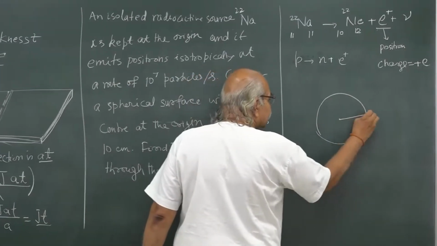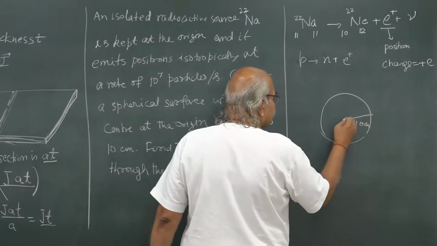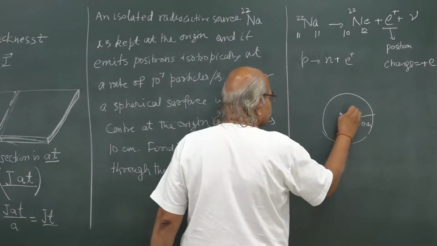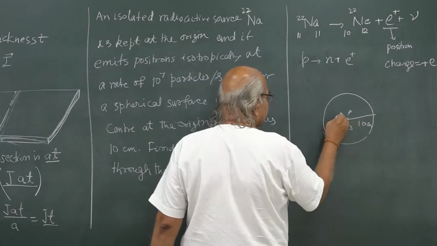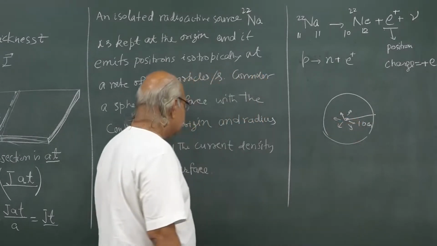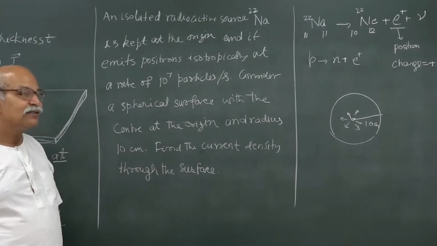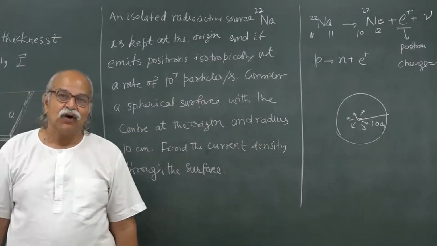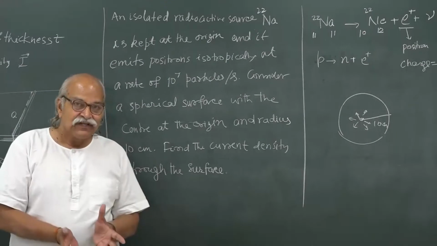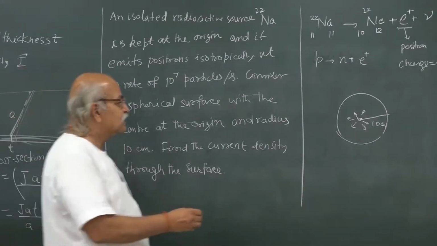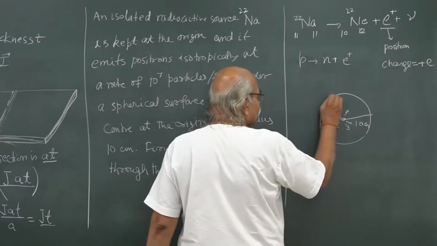So, radius 10 centimeter, and here is that positron source sodium 22, which is emitting positrons in all directions, and then you have to find the current density through the surface. How much current is going through this surface per unit time?